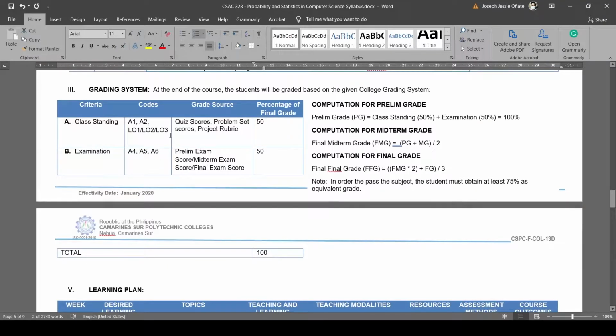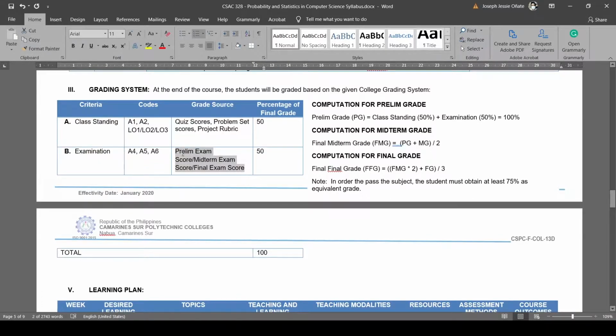For our grading system, 50% is class standing. Class standing consists of quiz scores, problem set scores, and project rubric. For examination, that's also 50%. So we have prelim, midterm, and final exam scores.